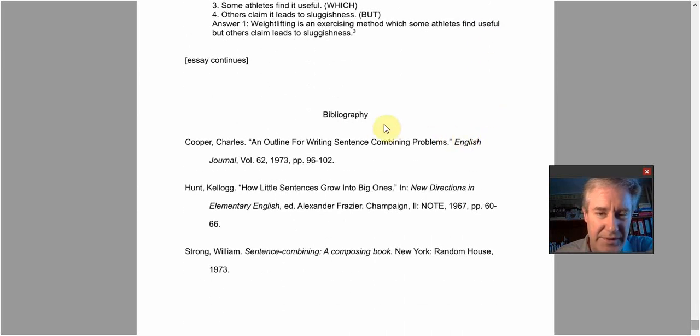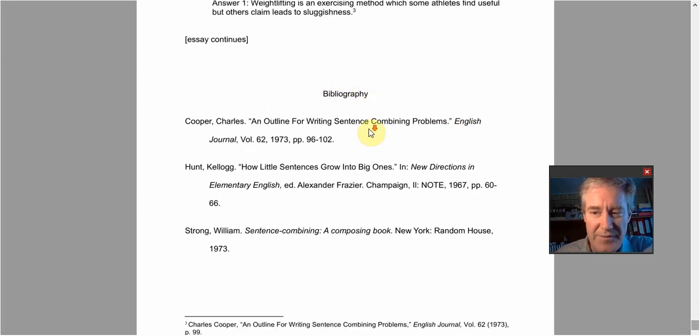At the end of the sample essay, you can see there's the bibliography. And at the end of each one of your essays, you will have a bibliography as well. Bibliography just means a list of your sources. So here are the list of sources for this essay. There were only 3. And the list is organized in a certain way. It's organized by the names of the authors. So you can see the first part of each entry, we say each bibliography entry, the first part is the name of the author. So here it's Charles Cooper, and then Kellogg Hunt, and William Strong.